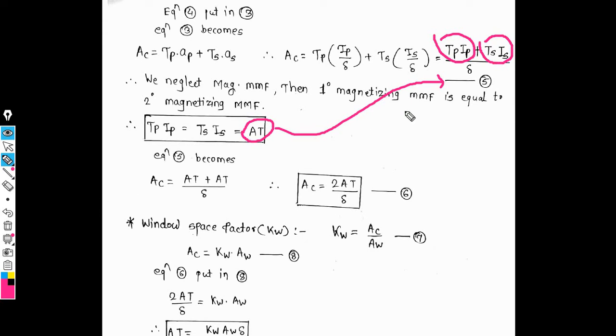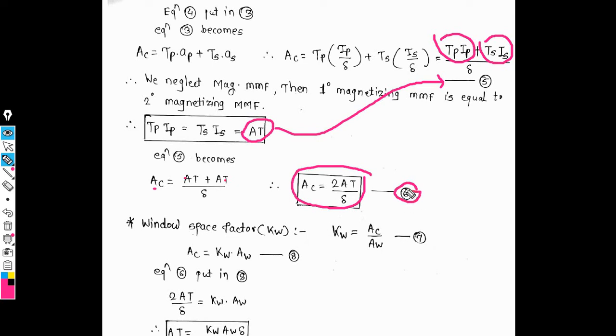Then equation 5 becomes as it is. Then AC is equal to AT plus AT, that is sigma. But AT plus AT is equal to twice AT upon sigma. This is the formula of AC, and it is called equation number 6.